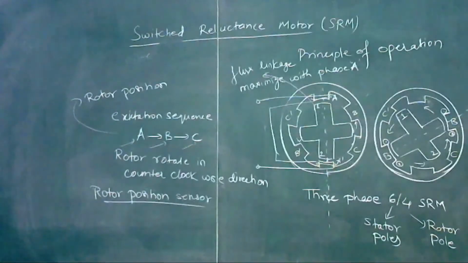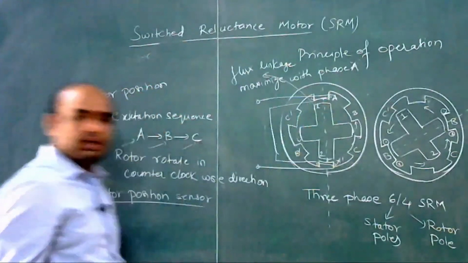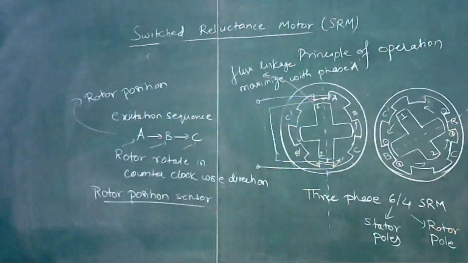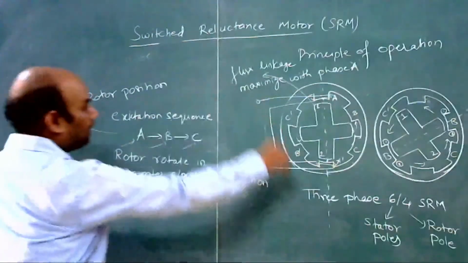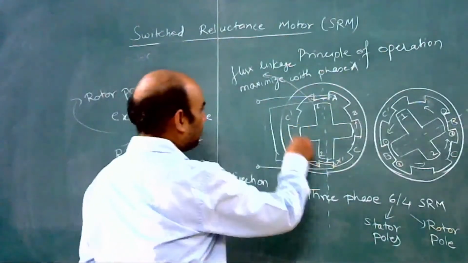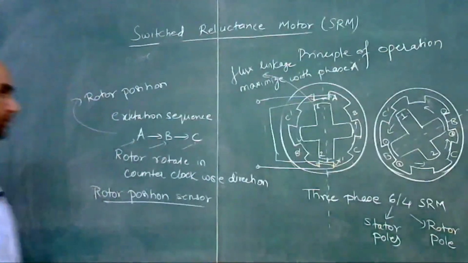Okay, so the torque production in the case of this variable reluctance motor depends on the rotor position. So synchronism of switching of the phase winding with rotor position is essential for continuous rotation of the rotor. So we have to do switching in such a manner that there will be continuous rotation of the rotor.